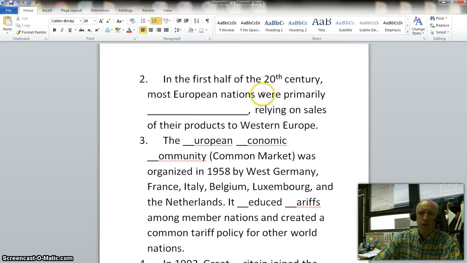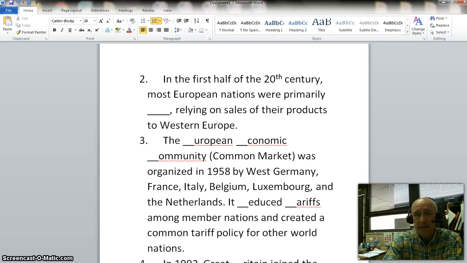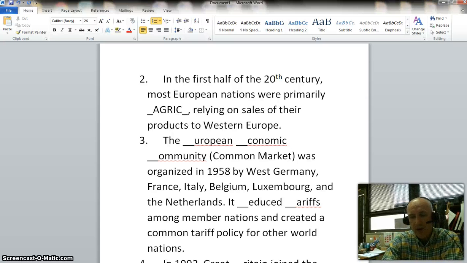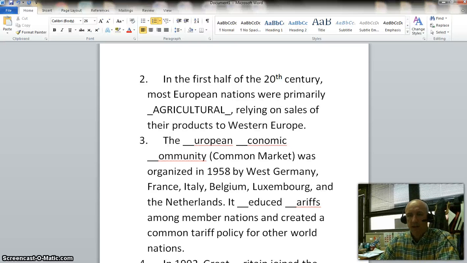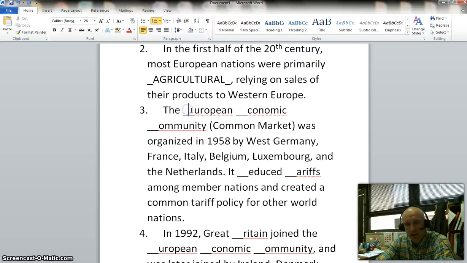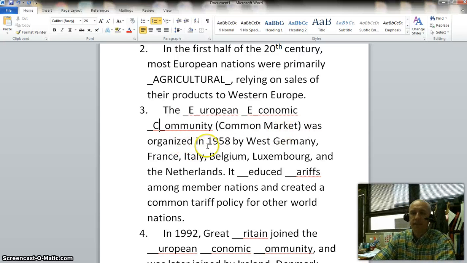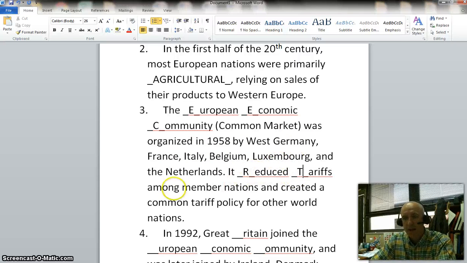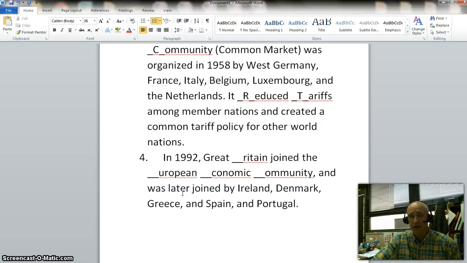All right, in the first half of the 20th century, most European nations were primarily, how did they get their food, clothing, and shelter? That's right, agriculturally based. All right, rely on sales of their products to Western Europe. The European Economic Community, Common Market it was called, was organized in 1958 by West Germany, France, Italy, Belgium, Luxembourg, and the Netherlands. It reduced tariffs among member nations and created a common tariff policy for other world nations.